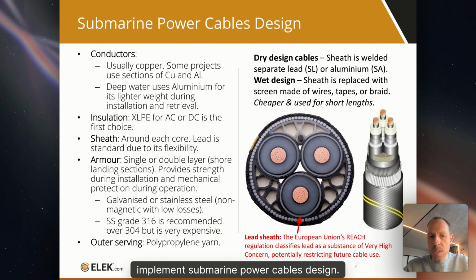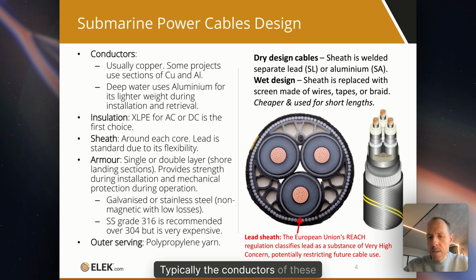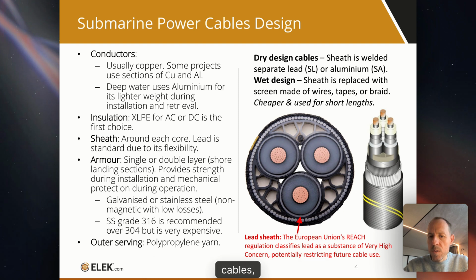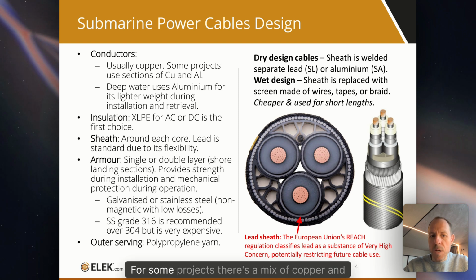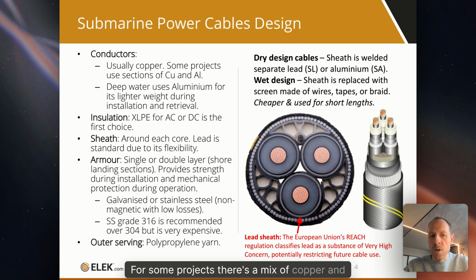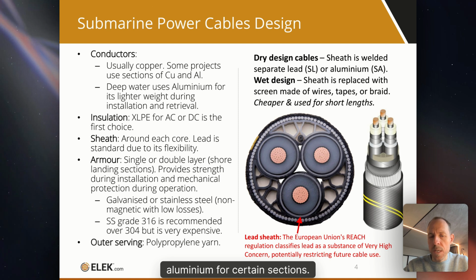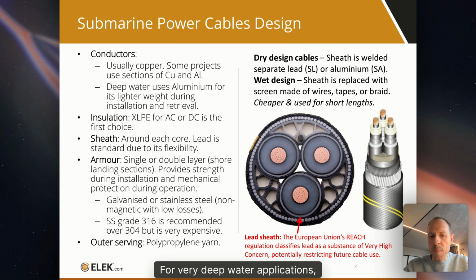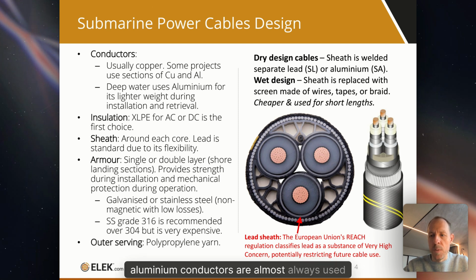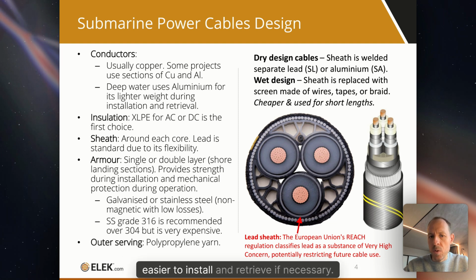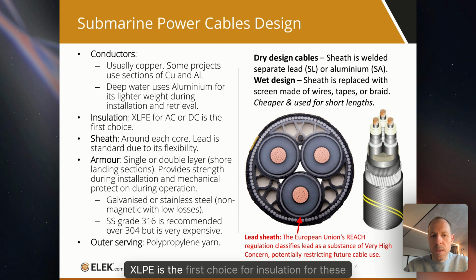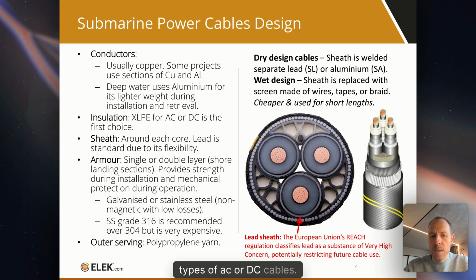Submarine power cables design. Typically, the conductors of these 3-core submarine cables are copper. For some projects, there's a mix of copper and aluminium for certain sections. For very deep water applications, aluminium conductors are almost always used because they are lighter, easier to install and retrieve if necessary. XLPE is the first choice for the insulation for these types of AC or DC cables.